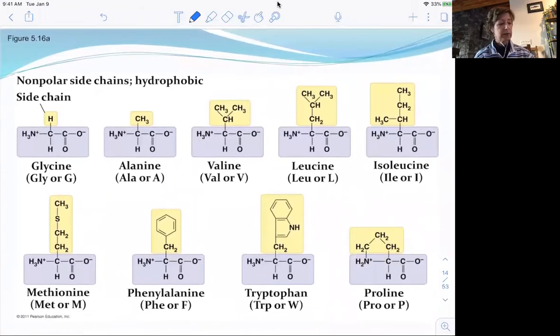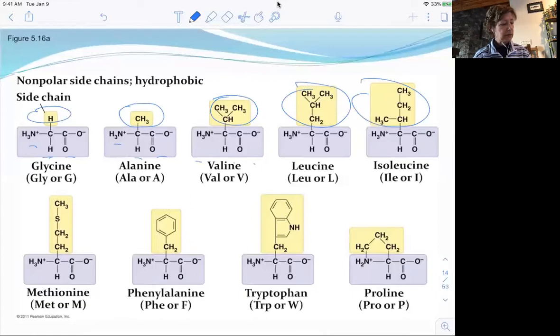So non-polar side chain, so hydrophobic. The smallest R group is glycine. It just has a hydrogen. We can get a little bigger. Alanine has a methyl group, but you can see everybody has these same groups: carboxyl, amine group, and the hydrogen. So all those things shaded in purple are the same. And then we just get bigger and bigger kinds of side chains and different names for these things.